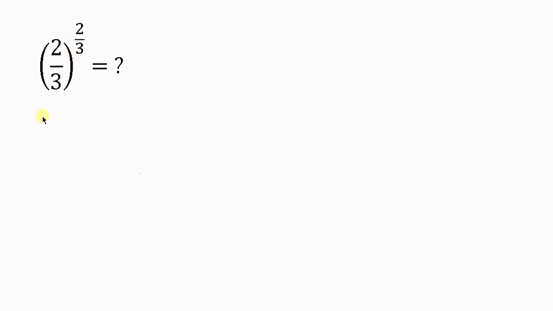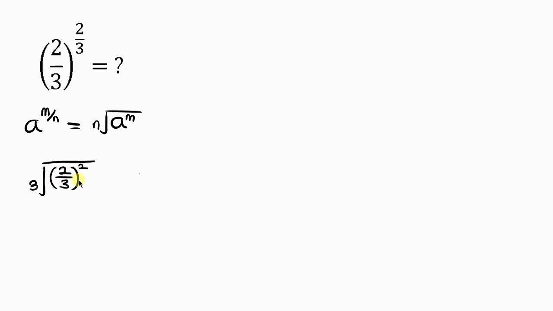Well, our first step will be for us to apply the property of indices, which says, for example, when I have a to the m over n, this is equal to the nth root of a to the m. So we're going to be writing this in terms of this. So this expression can now be written as the third root of (2/3) raised to the 2.